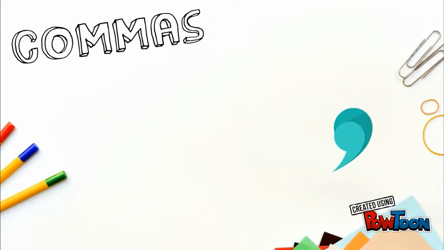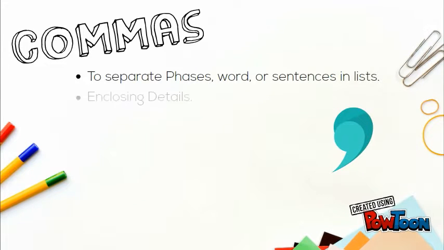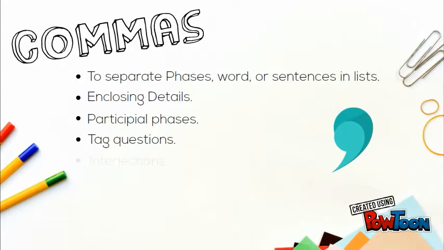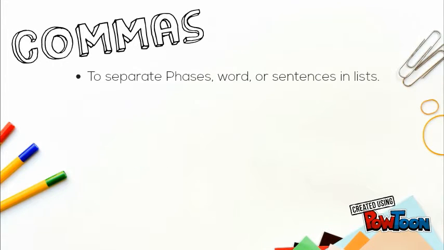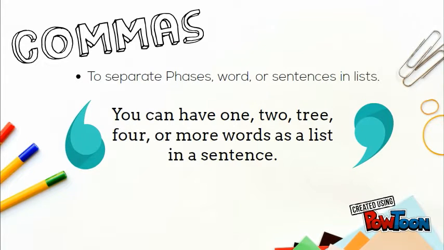The first thing you need to know about commas is that they are not made for you to read. Their real purpose is to separate ideas in a sentence and in a paragraph. Here you have the 5 uses of a comma. Here you have an example of a list in a sentence.